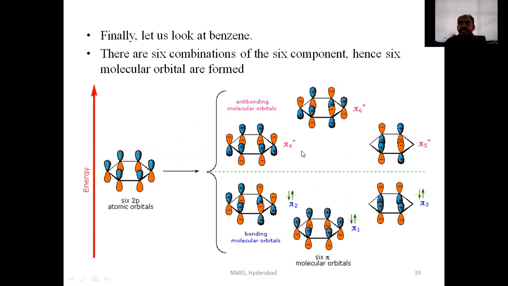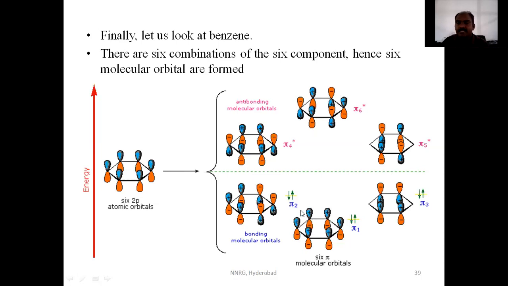And if it is out of phase, there is a pi 5 system where there is no interaction between these two. There is a node formed here. So there is a node formed here and there is a node formed here. If you see, there is one node, and these two are at the same energy.